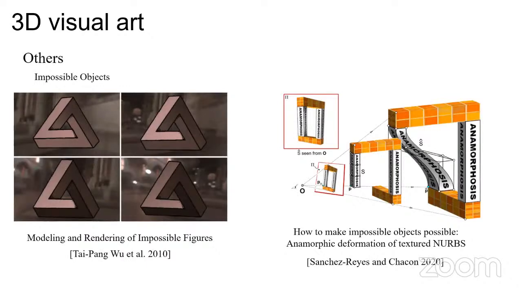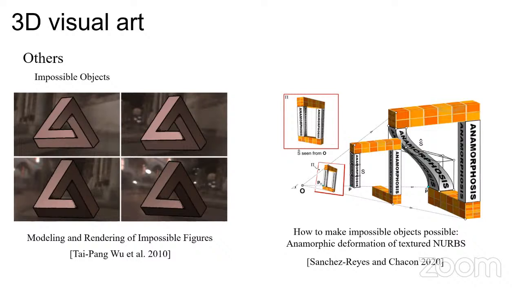The last subcategory is impossible objects. The artist mainly uses the depth misperception caused by projection to create topological structure that seems impossible to exist. Wu and others studied how to model and render such objects.